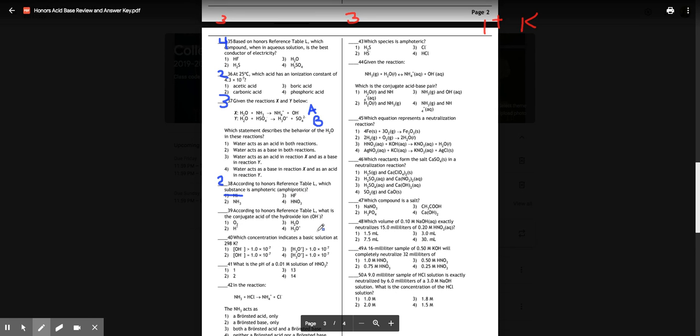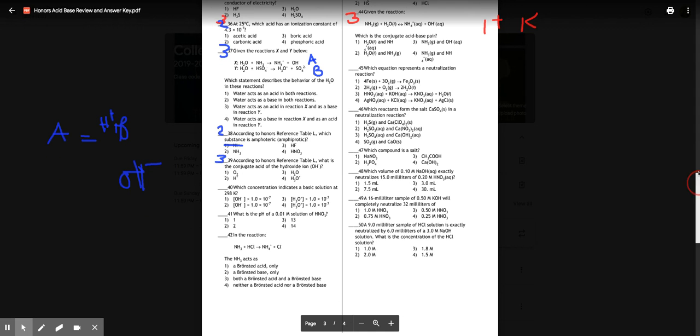What is the conjugate acid of the hydroxide ion? Remember it says acid, then equals, then base plus H plus, on honors table L. So find OH minus here for base. It's third from the bottom, which means your acid would be H2O. This stuff is no longer on the Regents, so I wouldn't stress too much about it if you're not going on to higher level chemistry or bio.